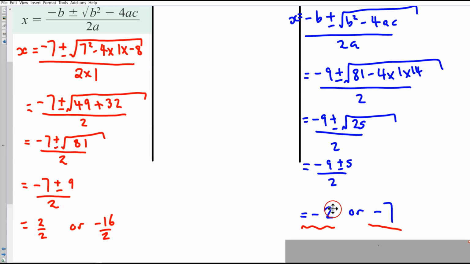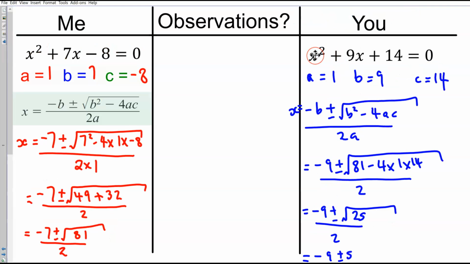Now you can always check these work, of course. Whatever these answers are, you can always check whether they work by substituting them back into the original equation. So if I get x is minus 2, if I put it in here, so square it, I do 9 lots of it and add 14, I should get 0. Really good tip for when you're in the exam.